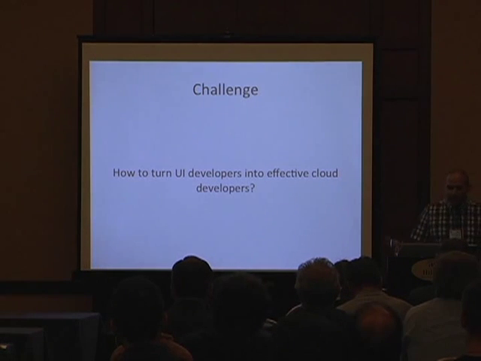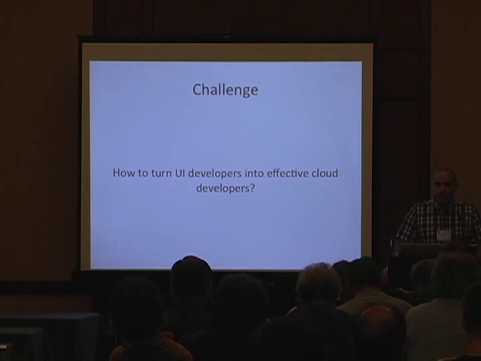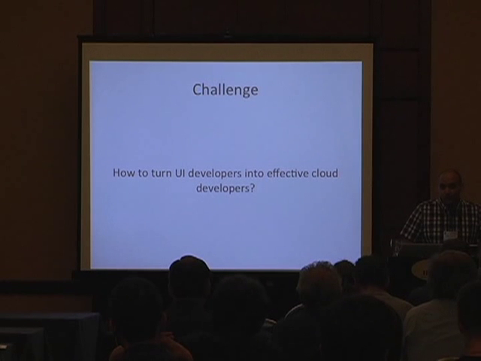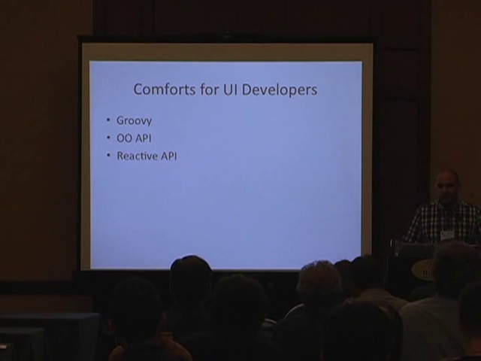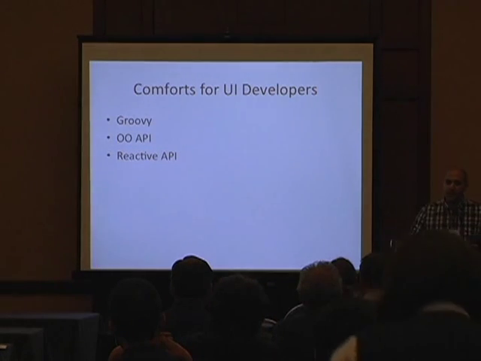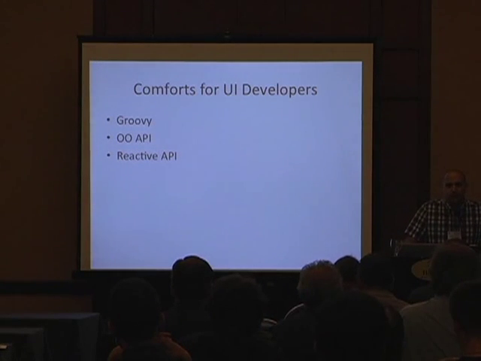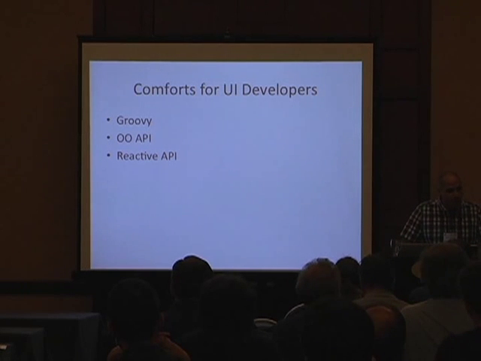So our challenge was, how do we turn UI developers into effective cloud developers? If we were going to turn over the reins to them to write server-side scripts, we had to make sure they could write it in a scalable way. We had to make sure that there weren't any deadlocks, and we didn't bring down servers. So we gave them some creature comforts. We gave them Groovy, which is a JavaScript-like language some of you may be familiar with. We gave them an object-oriented API over what's really a service-oriented architecture. And we gave them a reactive API. We didn't want to introduce them to threads. So basically, we wanted something like a callback API, which was what we initially considered.